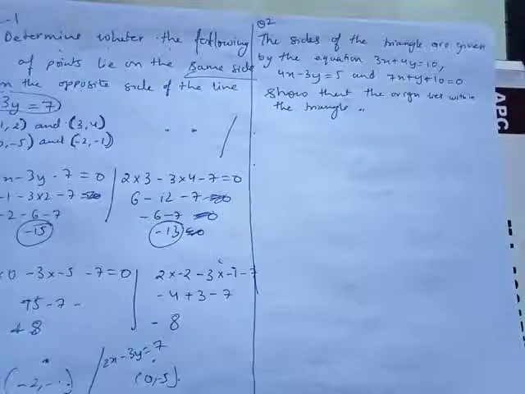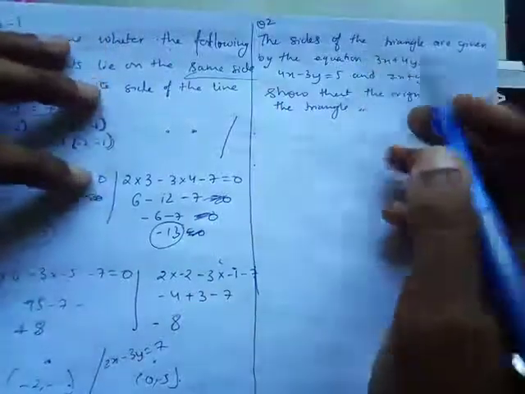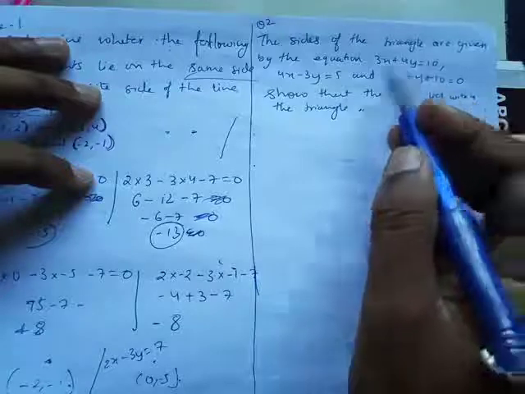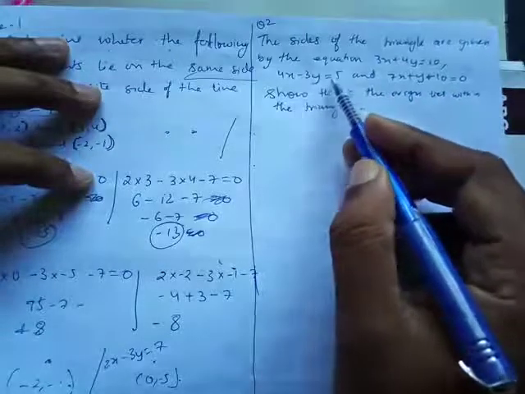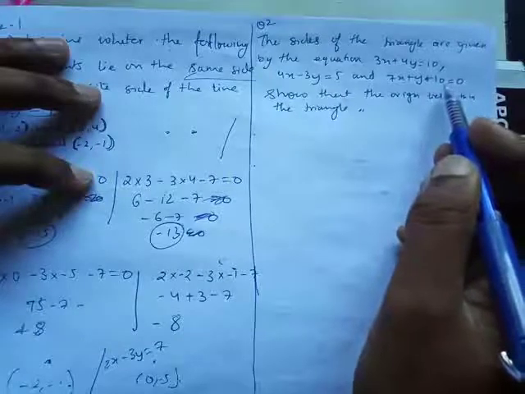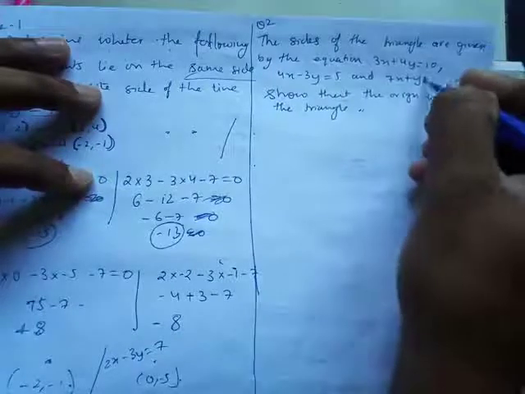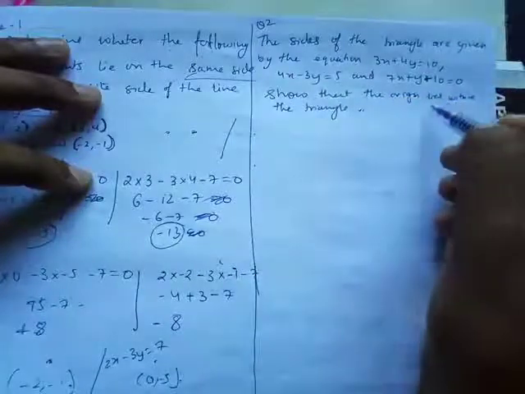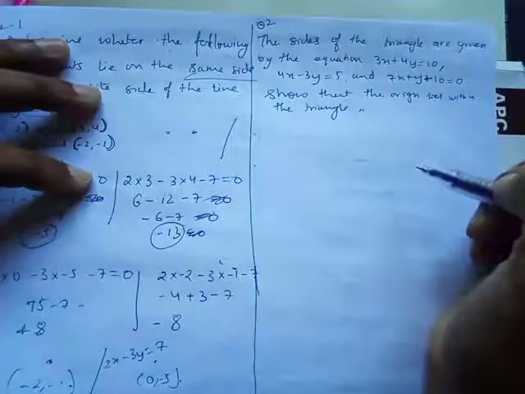So how does example number 2 work? The sides of a triangle are given by the equations 3x plus 4y equals to 10, 4x minus 3y equals to 5, and 7x plus y minus 10 equals to 0. Oh, sorry, this is plus 10. Plus 10 equals to 0. Show that the origin, that is 0 comma 0, lies within the triangle.